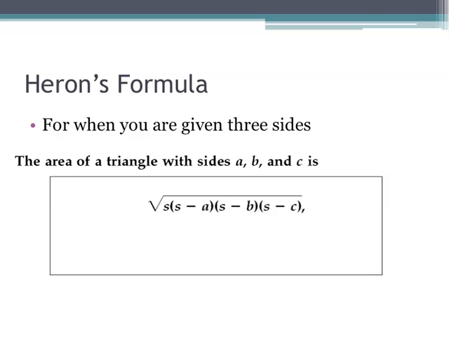S is going to have to be calculated before you can actually use this formula, but S does come from a formula that relates to A, B, and C. So S is equal to 1/2 of the sum of A, B, and C. S equals 1/2, parentheses A plus B plus C.